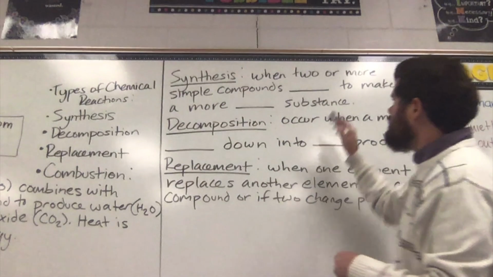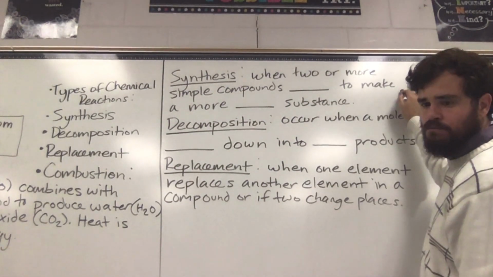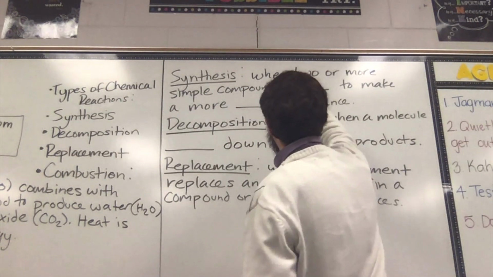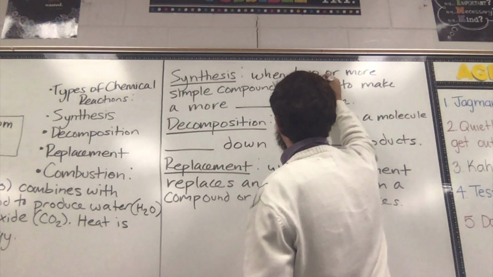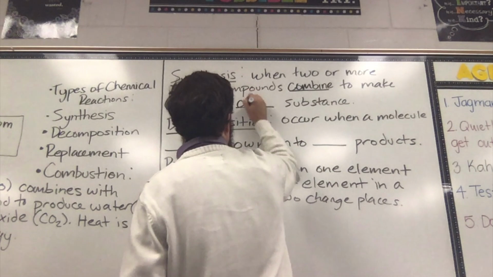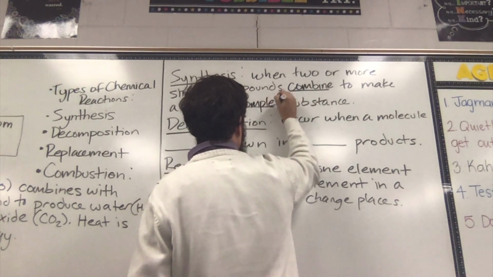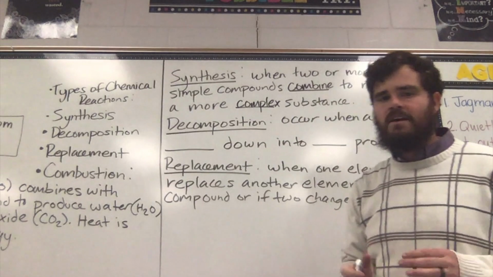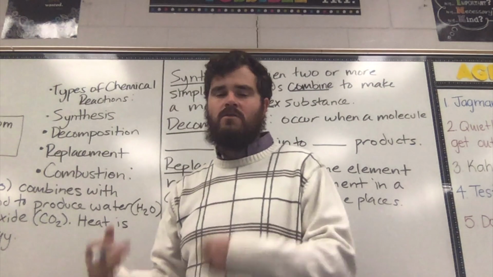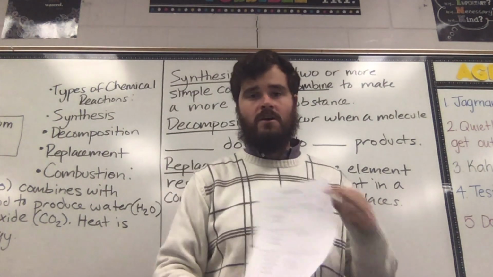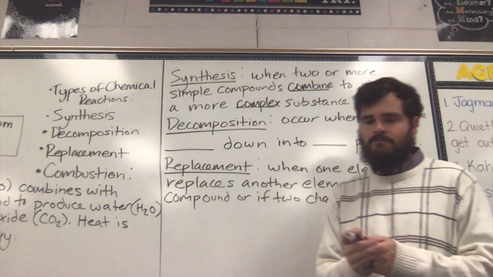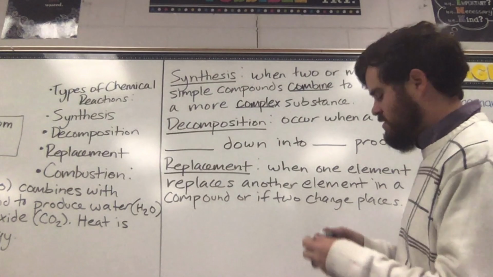Okay. So the first kind of reaction we have is a synthesis reaction. And this is when 2 or more simple compounds combine to make a more complex substance. So with synthesis, you are combining things to go from very simple to more complex. On your paper, you'll see A plus B equals AB. That means you're going from A and B to AB. You're combining them together.